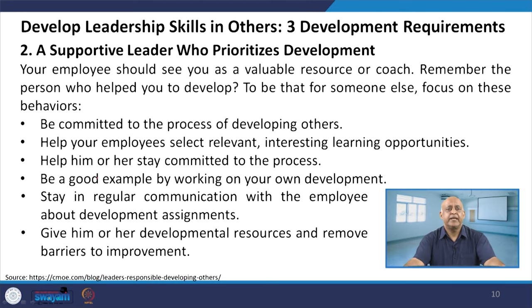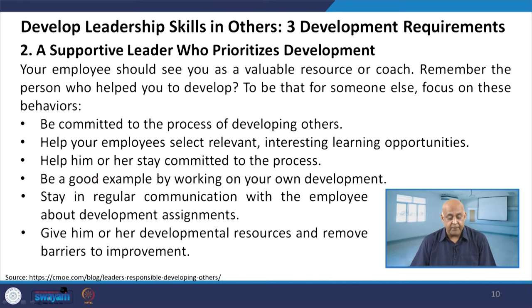So many bosses are not necessarily leaders, not necessarily mentors, because many bosses have very low self-confidence. They think that if I develop my subordinate, my subordinate will become the boss tomorrow. But this type of false notion, competent leaders do not have. So help your employee select relevant, interesting learning opportunities to stay committed to the development process which has been mutually committed, and that has to continue.